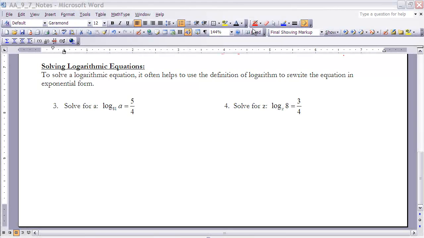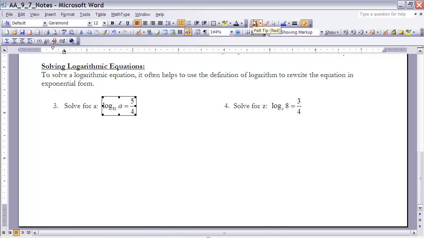So let's take a look at example 3. We want to solve for a. If I have the log base 81 of a is equal to 5/4, the first thing I'm going to do, since I have nothing other than taking the log of a going on there, is rewrite it in exponential form. So I'm going to say 81 raised to the 5/4 power is equal to a.